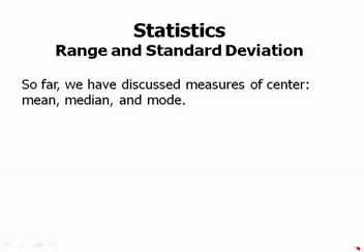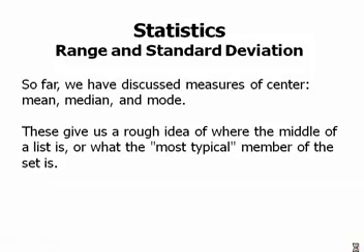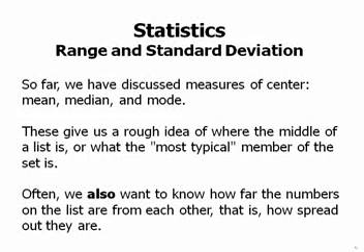So far, we have discussed measures of center, mean, median, and mode. These give us a rough idea where the middle of a list is or what the most typical members of the set are. Often we also want to know how far the numbers on the list are from each other, that is, how spread out they are. Now you may wonder, why is this important?